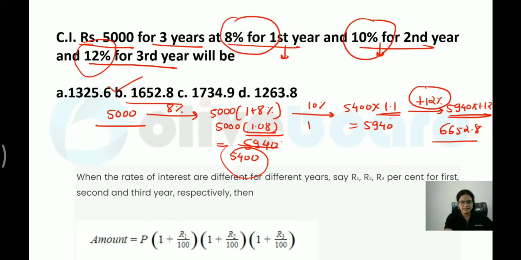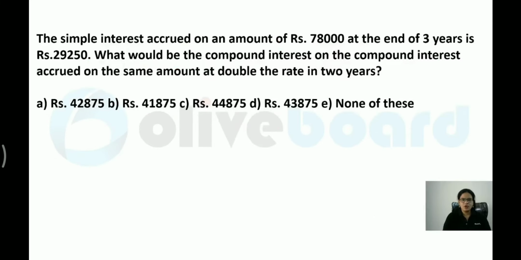Don't apply the tree diagram. Simply apply the basic concept over here. I hope all of you are getting it. Now, if you want to use the formula, this is the formula that is used in this case. So it is written as amount is given as P(1 + R1/100)(1 + R2/100)(1 + R3/100). So same thing I have done over here. Okay. So I hope it is clear. Whenever different values are given, please apply this concept for the compound interest. Let us move on to the next question.